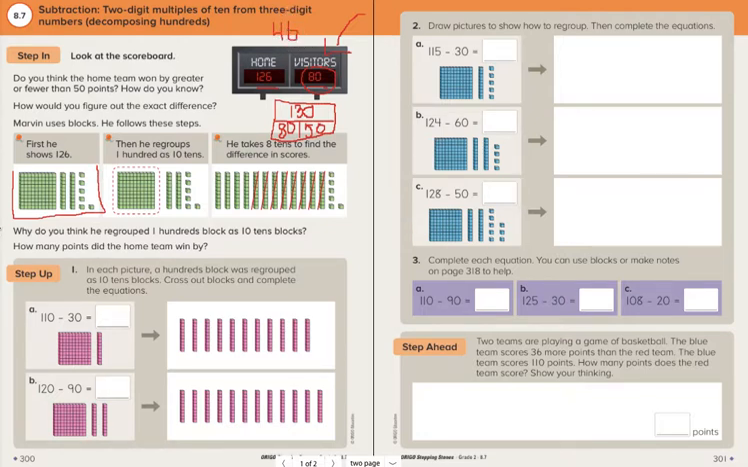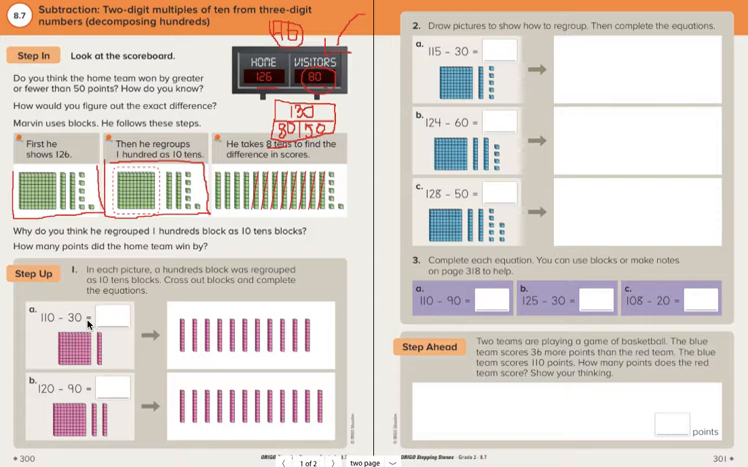Why do you think he regrouped 100s blocks as tens blocks? Why do you think? Let's see. We still had to take away 8 tens. Can you take away 8 tens from this picture? Not really, right? That would be hard. We can't. We only have 2 to work with. Okay? How many points did the team win by? 46. All right. So, now is the part where you're going to have to get your pencil out and do these problems.